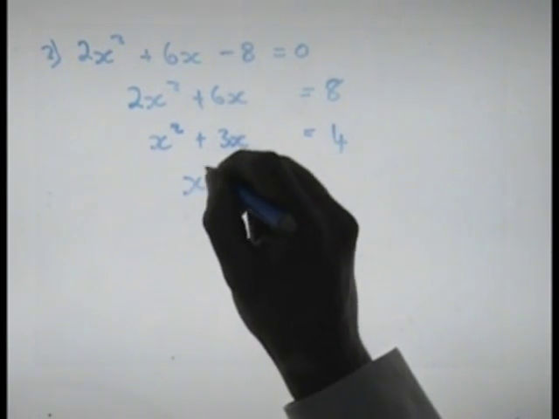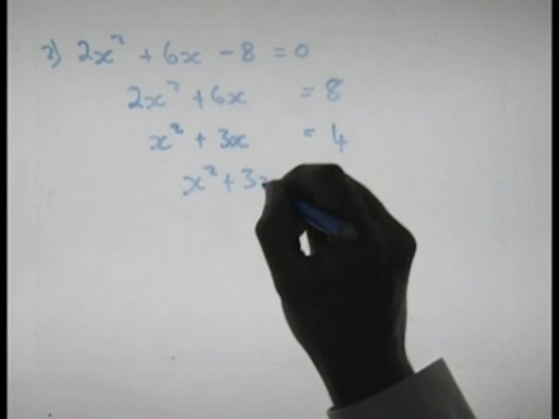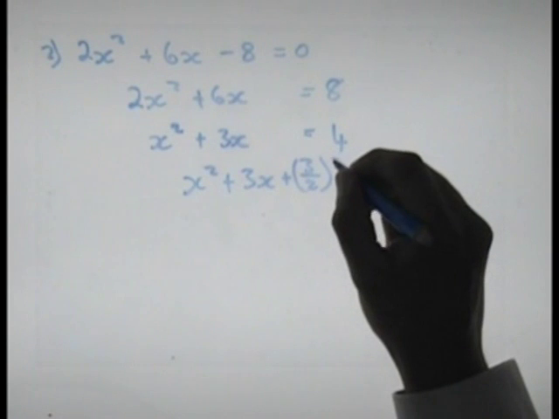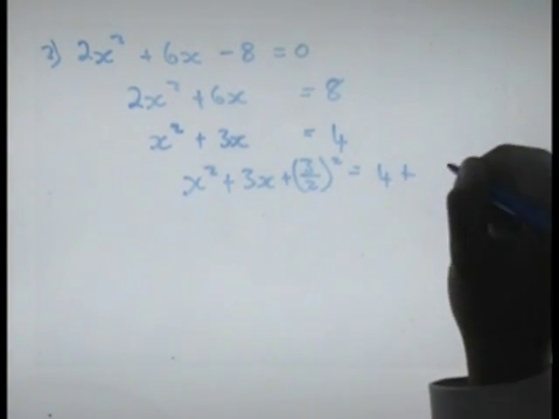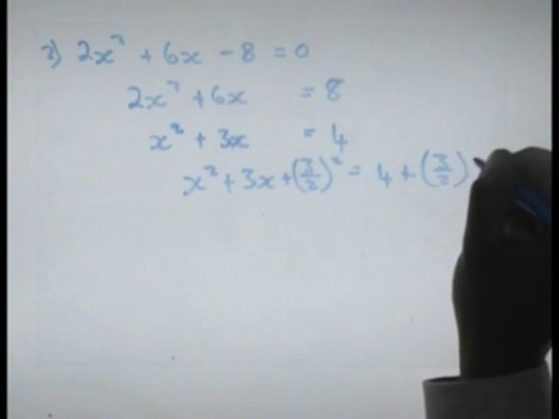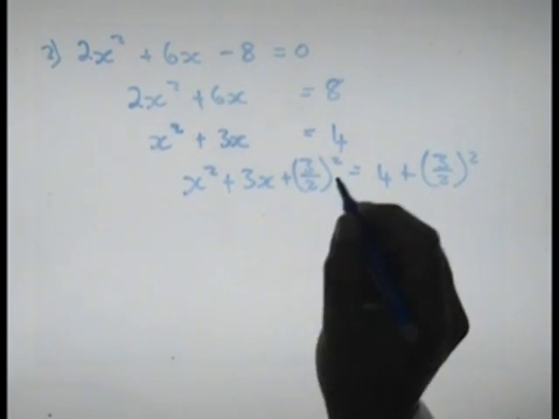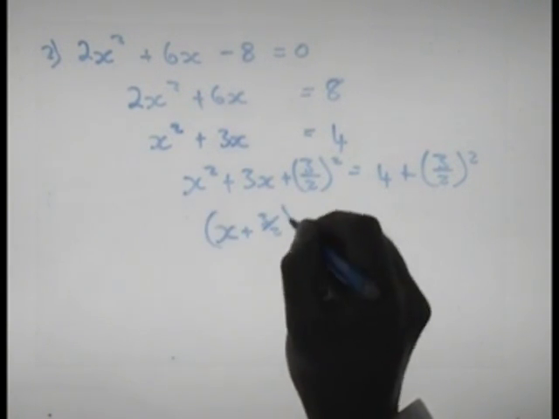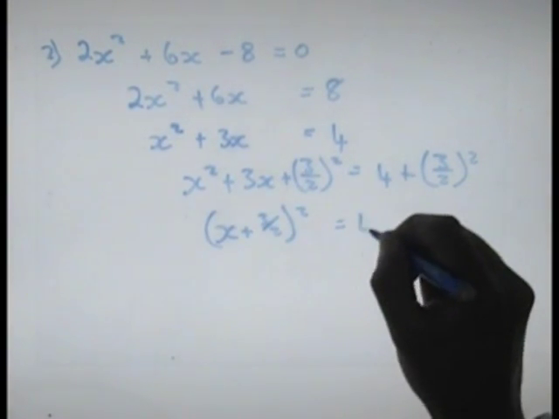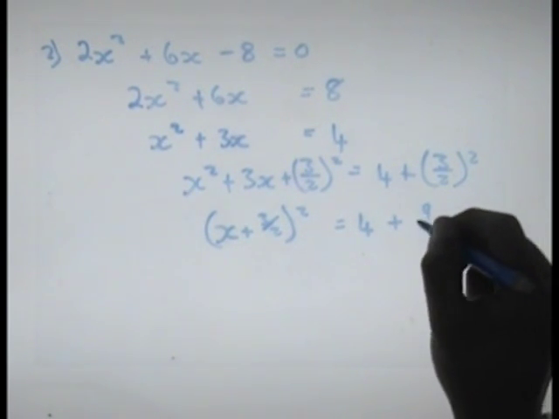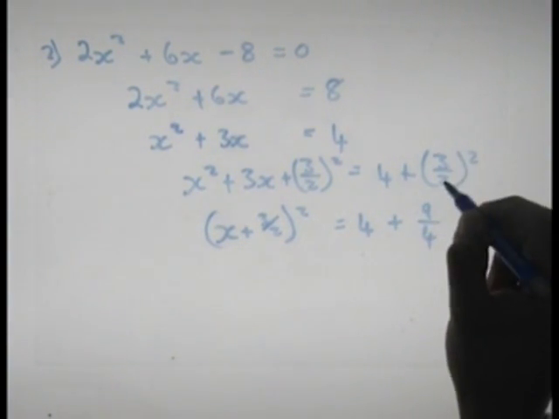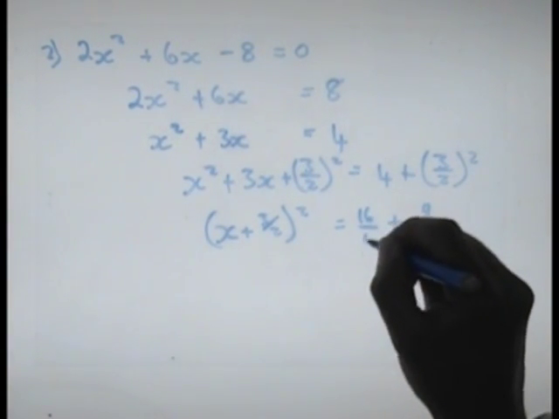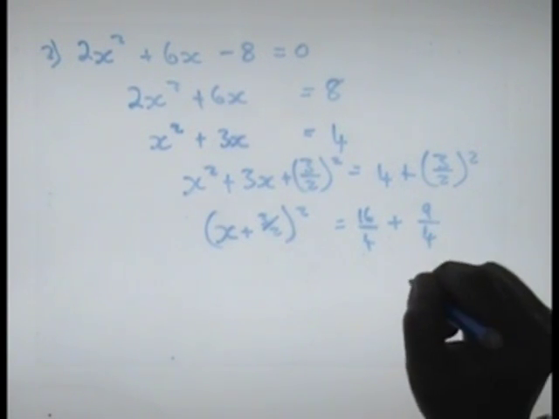This will become x squared plus 3x plus (3 over 2) squared is equal to 4 plus (3 over 2) squared. This is going to become (x plus 3 over 2) all squared is equal to 4 plus 9 over 4. 3 over 2 squared is 9 over 4. Turn that 4 into 16 over 4, so I've got a common denominator.